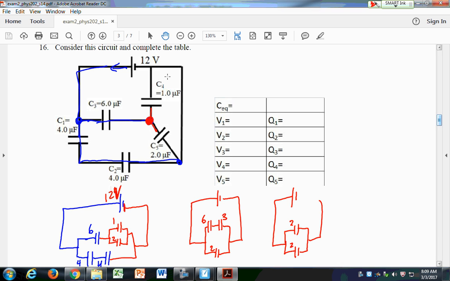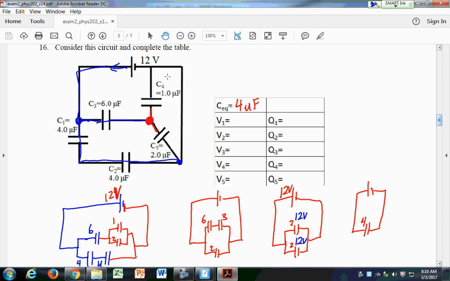Two and 2. And then the 2 and 2 give me 4. All right, so my equivalent is 4 microfarads. I have 12 volts here. That means on this 2 microfarad, I have 12 volts and 12 volts. I know that's true because these are in parallel, so they have the same voltage, 12 and 12.